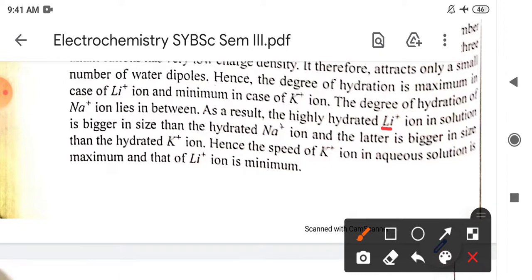And as a result we can say that this lithium ion gets highly solvated or highly hydrated in the solution state, and it will become what? Bigger in size than the hydrated Na plus, and later it will be bigger in size than the hydrated form of potassium plus. Hence we can say that the potassium plus ions in aqueous solution are moving faster, so it has the maximum speed or maximum velocity, and lithium ion has minimum velocity.